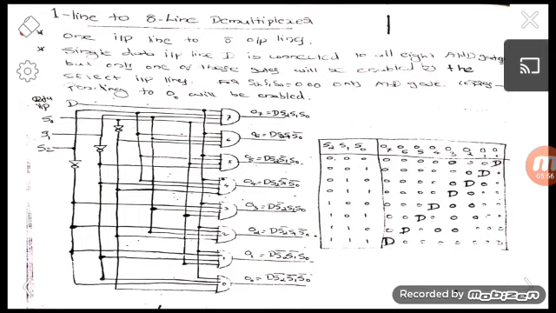Likewise we can check all other conditions, and the data input D will be shifted to O1, O2, O3, O4 and so on, based on the select inputs we are giving. So this is a demultiplexer. I hope all of you understand well. By this we are completing the third module of the digital electronics and logic design subject. Thank you.